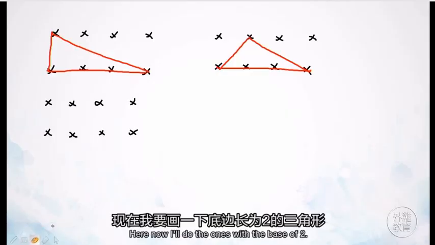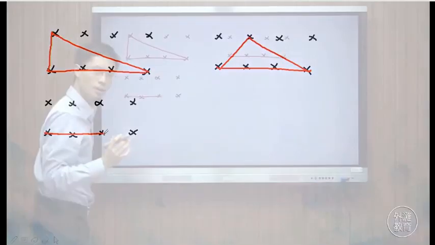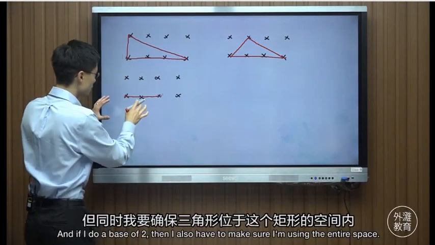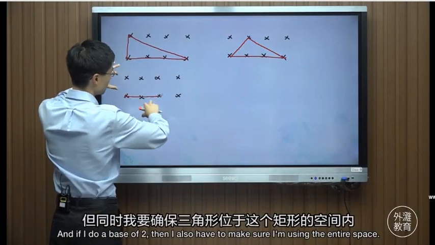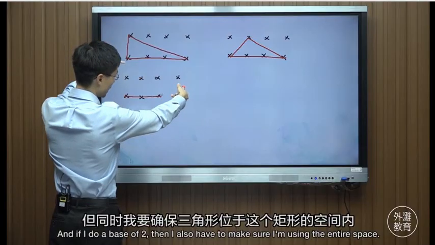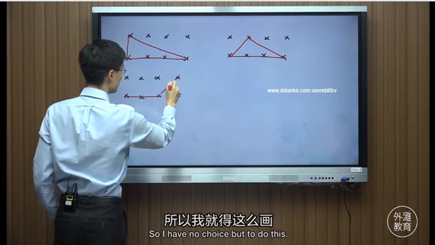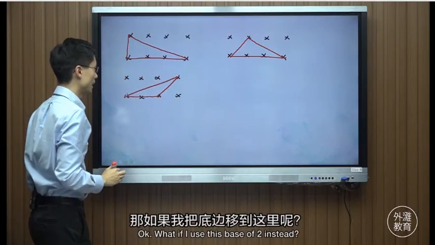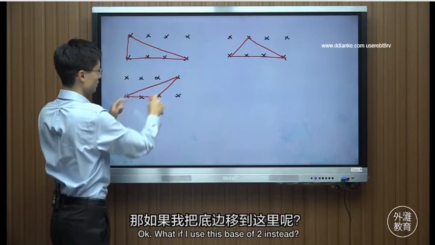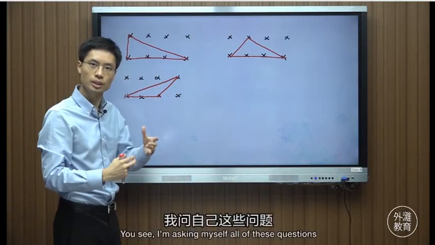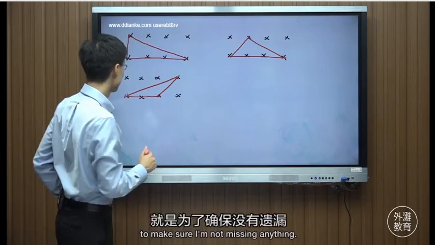Here now, I will do the ones with a base of 2. And if I do a base of 2, then I also have to make sure I'm using the entire space, so I have no choice but to do this. Okay? What if I use this base of 2 instead? It would be the same. You see, I'm asking myself all of these questions to make sure I'm not missing anything.